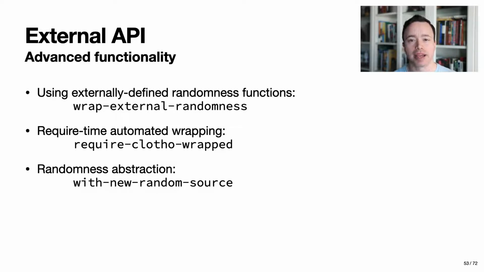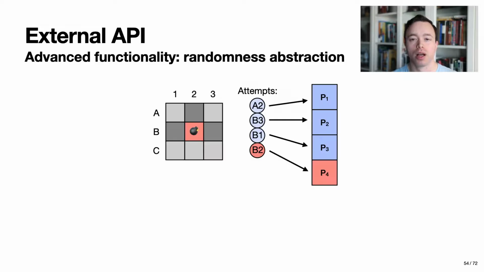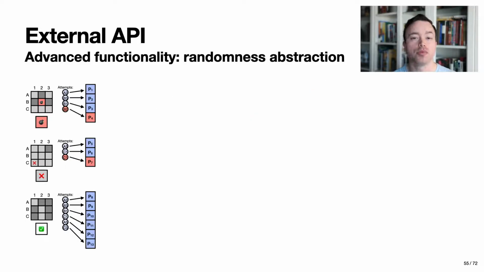Lastly, we provide a mechanism for what we call randomness abstraction. That's our own term, so I'll explain it in more detail. Let's go back to the original Minesweeper example where the player loses on the 4th move. But imagine we had played 2 more games immediately afterwards. So the player lost the first game due to picking a bomb. Then they lost the second game because they made an illegal move. And the third game they won.